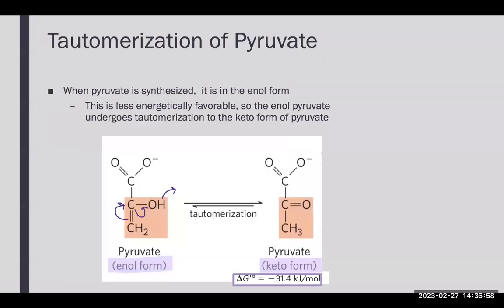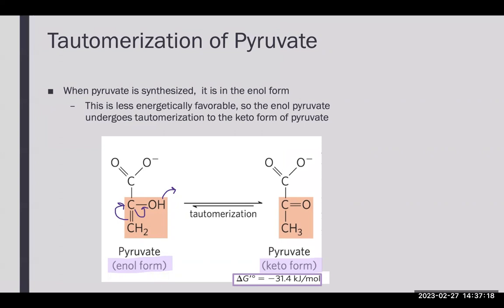So first, when the pyruvate is originally synthesized, it's in its enol form. The enol form is shown in this image on the left. It has the central carbon double bonded to a CH2. This is energetically unfavorable. It's low energy, meaning that energy then can't be put towards other biological and cellular processes.